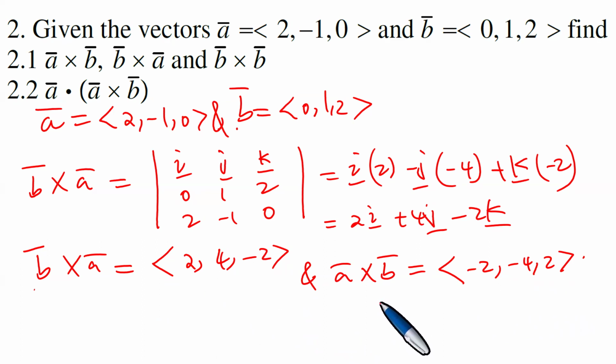And therefore, these two vectors can be compared, but you really can see that B cross A is the negative of A cross B, and this is actually what happens there.